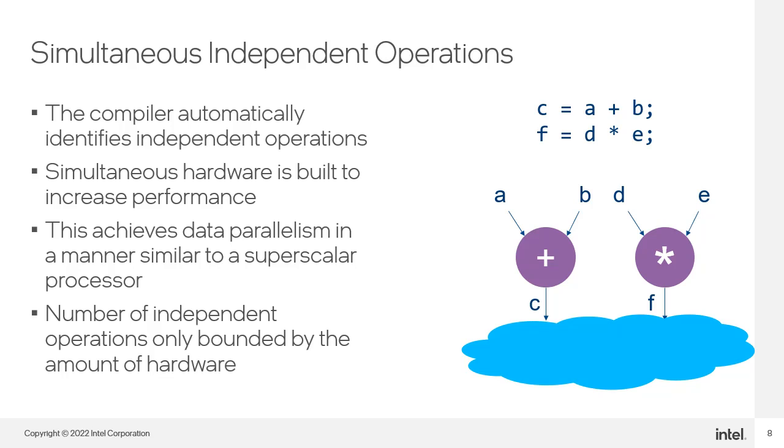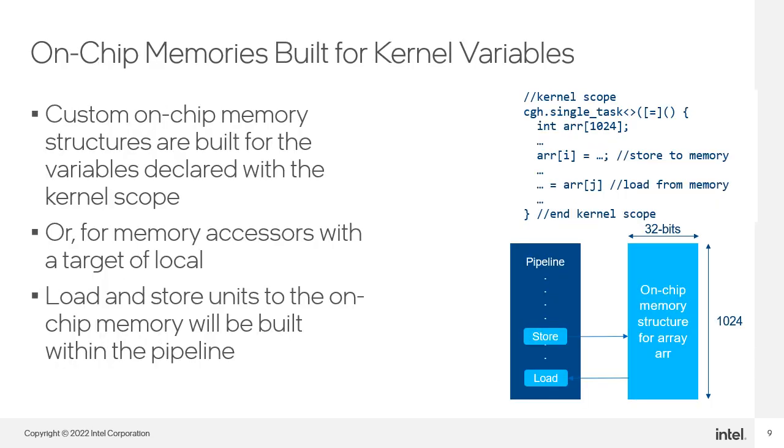For instance, the example we have here can be executed independently without any input from the user. The simultaneous operations is executed by the compiler, requiring simultaneous hardware being built as well to achieve efficient and faster execution. Building simultaneous hardware like this achieves data parallelism in a manner similar to how a superscalar processor operates. Bear in mind that the number of independent operations that you can execute depends on the amount of hardware resources available to the FPGA. As mentioned earlier, on-chip RAMs are built into the pipeline for the kernel code as well.